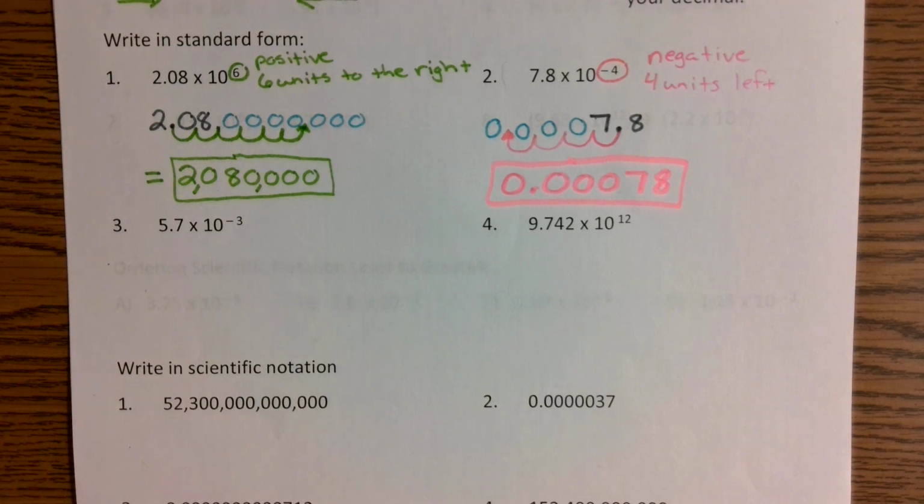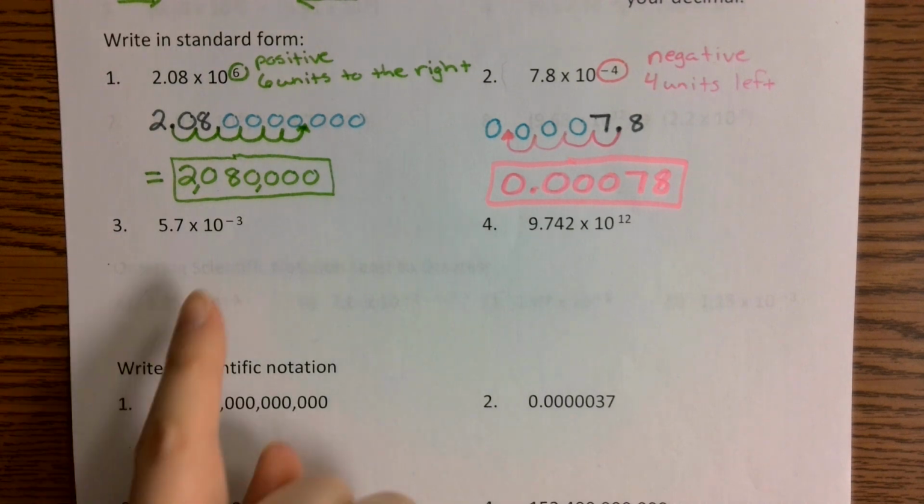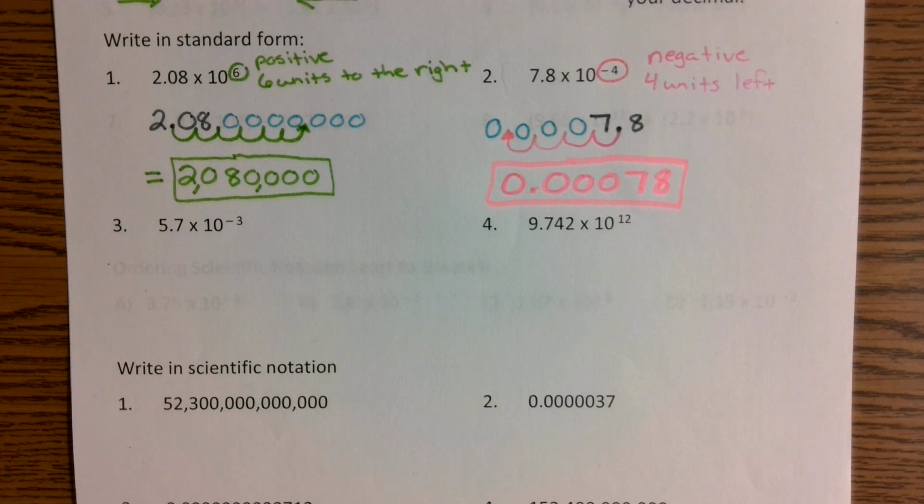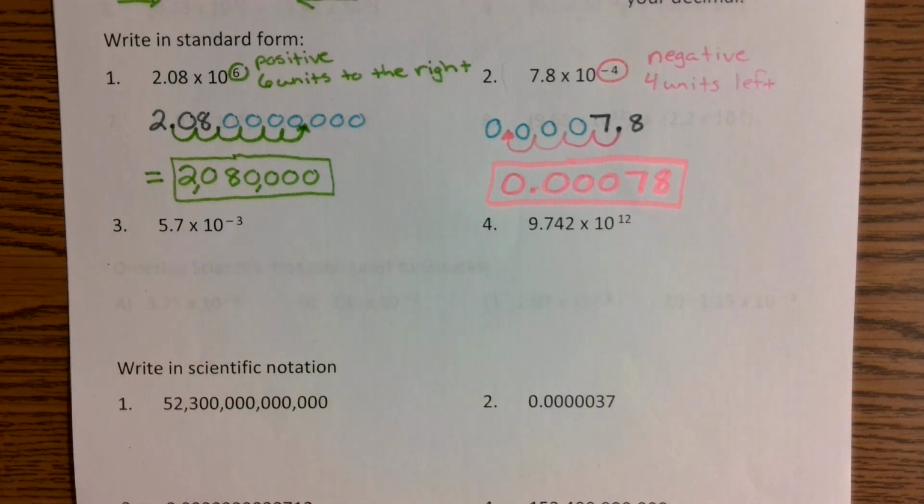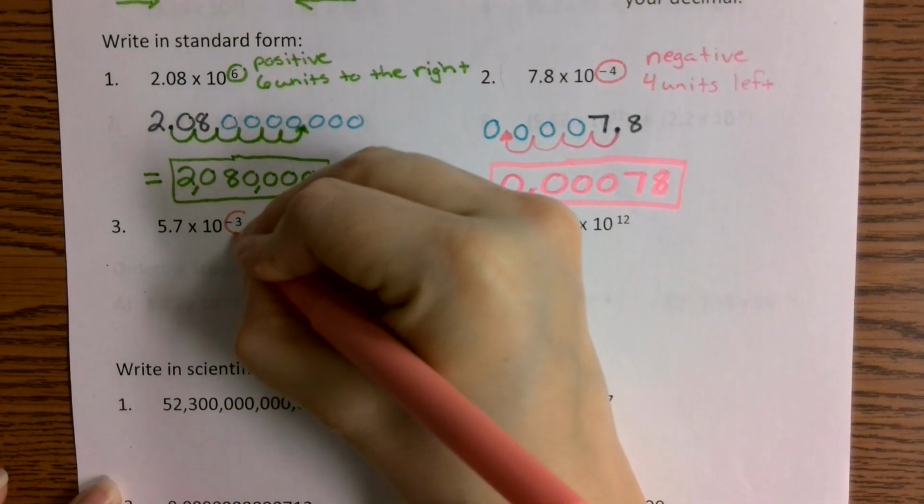All right, who can tell me what did you get for problem number 3? 5.7 times 10 to the negative third. What is that going to look like? Alex? Where's your decimal? Yeah, so you have to say 0.0057. Okay, so again, we're dealing with that negative exponent here.